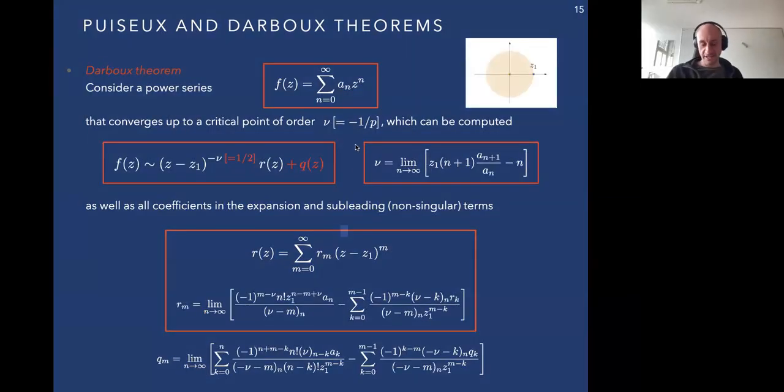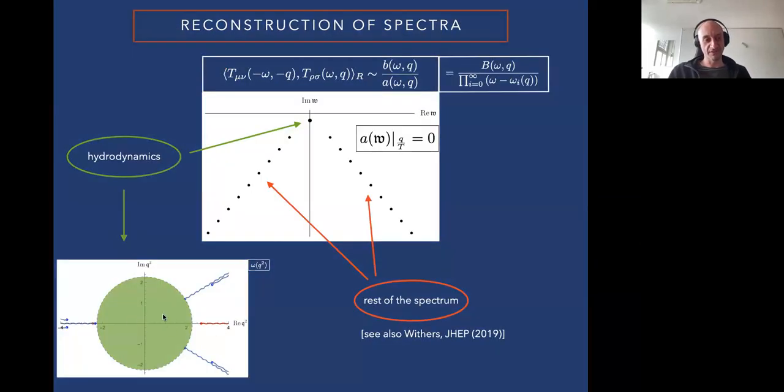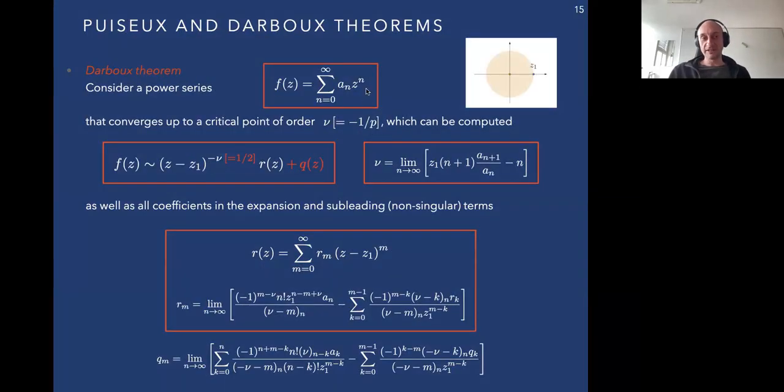Okay, so the second statement is what is called the Darboux theorem. This is a less well-known thing. So what is the Darboux theorem? Okay, so now imagine I have my hydrodynamic function. It's an infinite series expansion in this holomorphic disk. I will now write it like this. So I have some f of z. It's an infinite series with some coefficients.